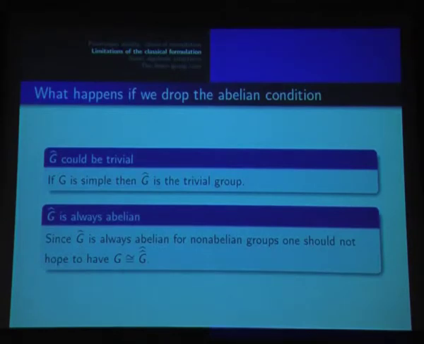Another difficulty: G hat is always abelian. Therefore, if G is not abelian, one should not hope to have something like this, because G is non-abelian and G hat is always abelian. So, these two cannot be isomorphic. So, the point is that if we want to extend this concept beyond abelian groups, then we must reinterpret the concept of groups, and that is basically the point.